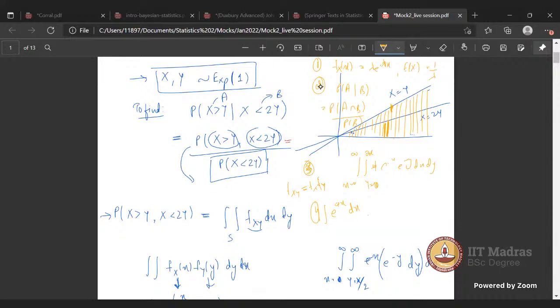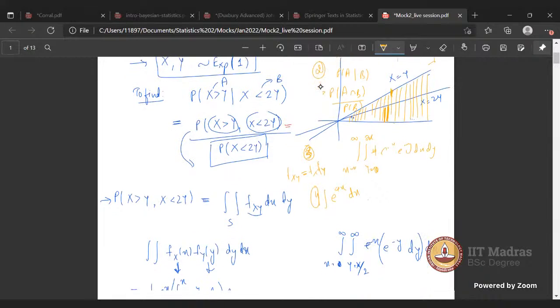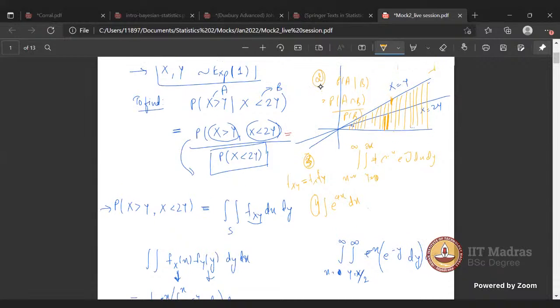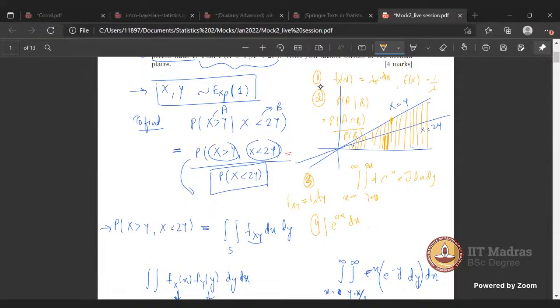If we integrate with respect to x first, can we solve it? Yeah, you can solve it. So what is your integration limit? X is 0 to infinity and y would be x by 2 to infinity. Y would be x by 2 to infinity. Your x will vary from y to 2y.